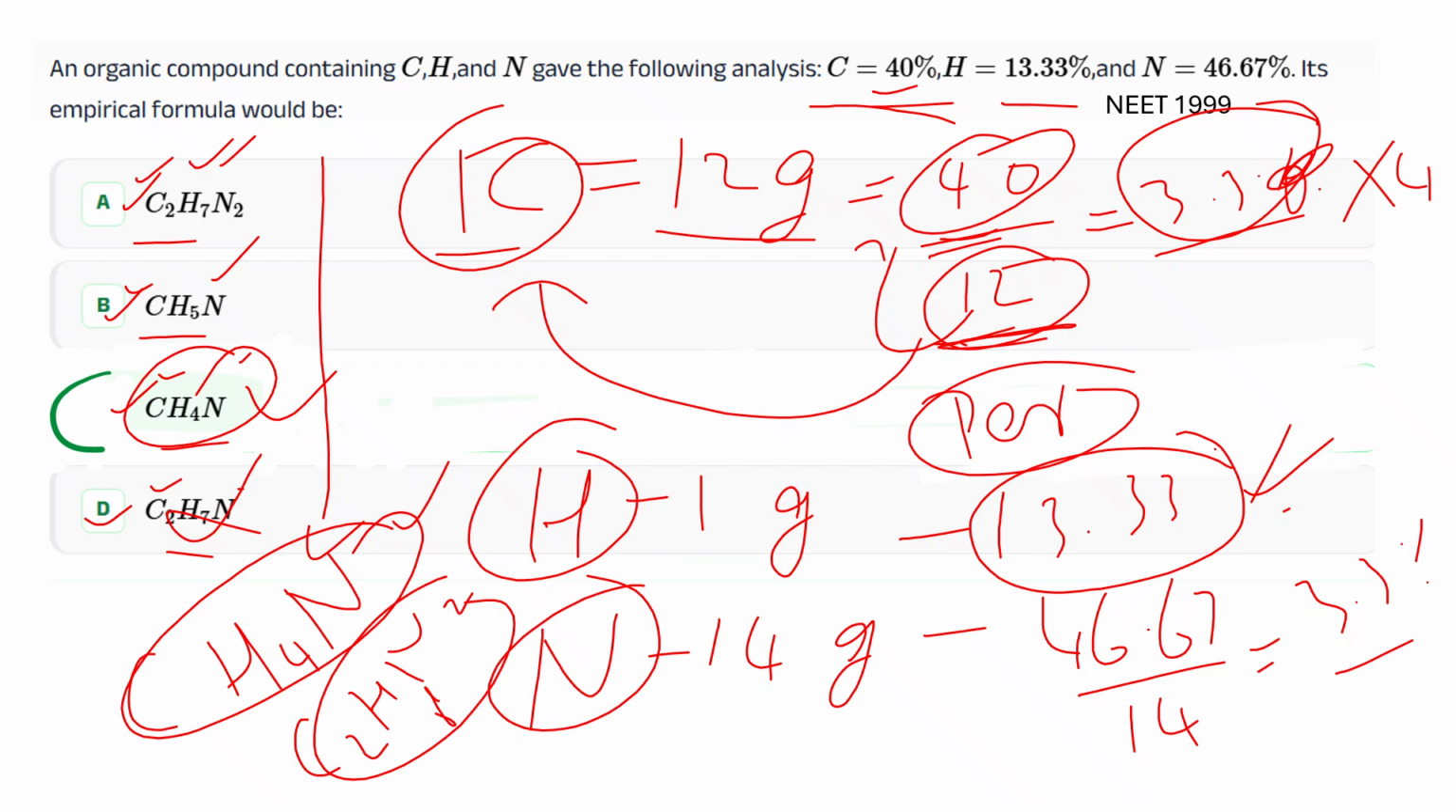This is the way of solving these types of questions. Initially, you need to divide the weight percentage by the atomic weight of 1 mole of each element, so that you will get the moles per weight of each element.